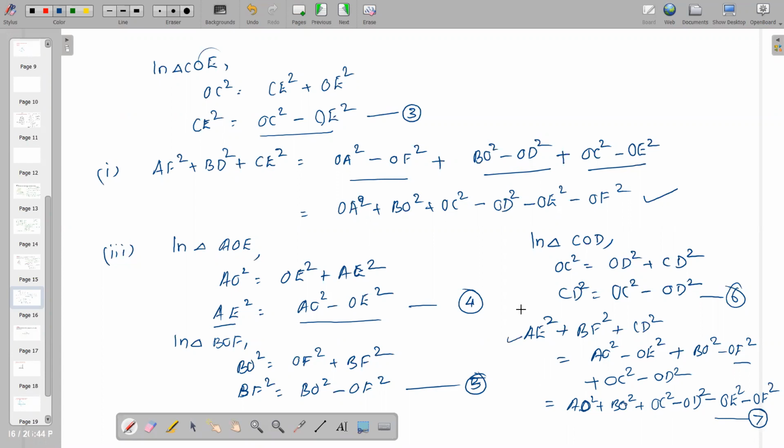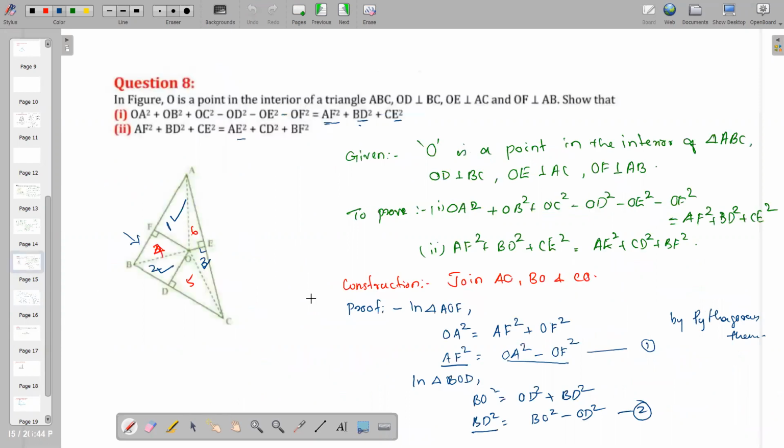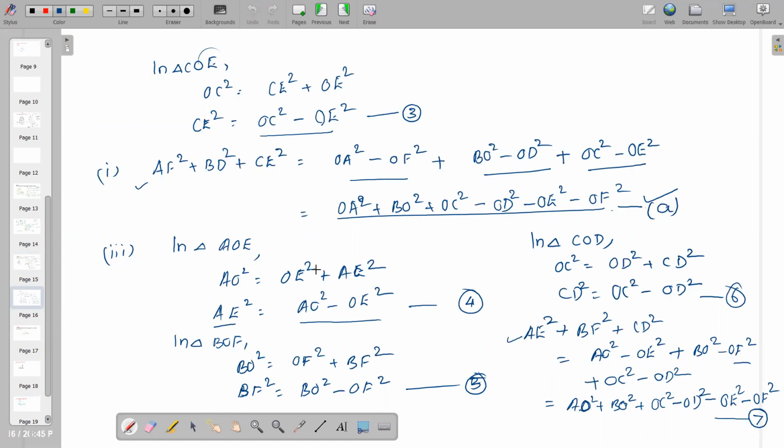Look at equation 7 and equation A. You can see these sides are equal. Therefore, we can say the other sides are also equal. Which one do we need to prove? AF square plus BD square plus CE square, isn't it? So here, AF square plus BD square plus CE square is equal to AE square plus BF square plus CD square.